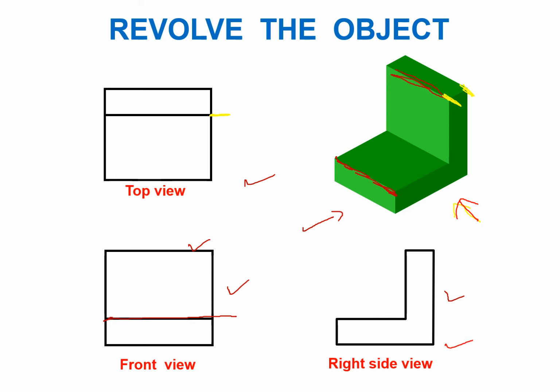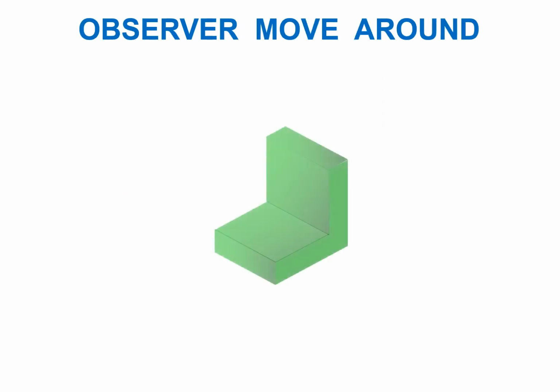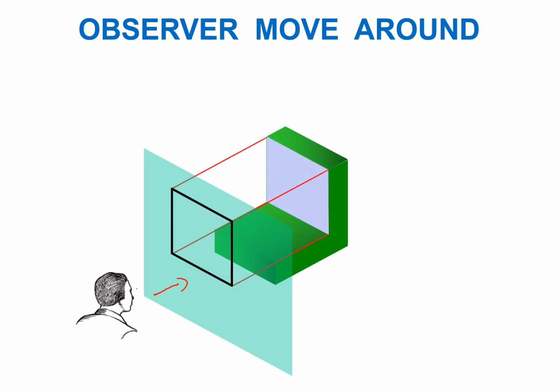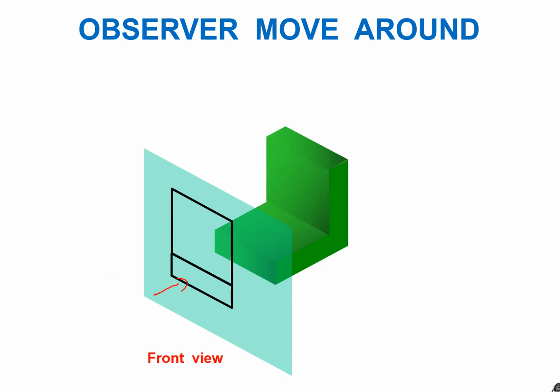So this is our right side view, and in this scenario, we are actually revolving the object and the observer is stationary. Then in another case, the object is stationary and the observer moves around. For the front view, the observer will stand in front of this object and look at it in this direction. Then for our imaginary plane of projection, the lines of sight will be projected from the corners that we have. So this will be our front view.